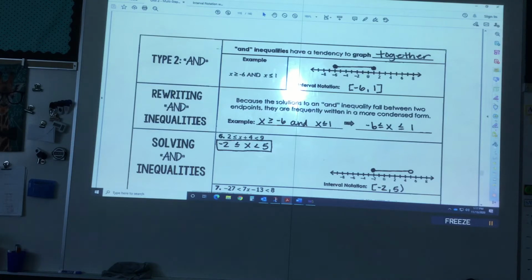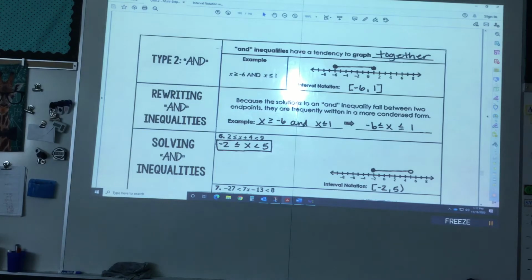For an example, x is greater than or equal to -6 and x is less than or equal to 1. Close that at -6, close that at 1 because it's got the line underneath. Shade in between because it's "and." It means it has to meet both criteria to be true. And because they're closed dots, we put brackets in the interval notation.